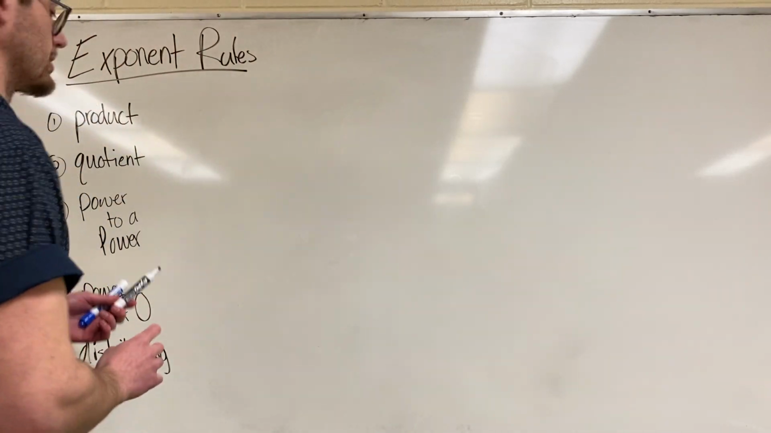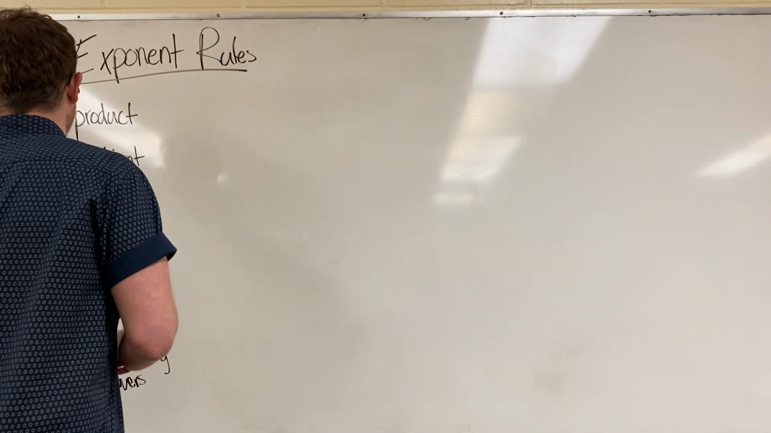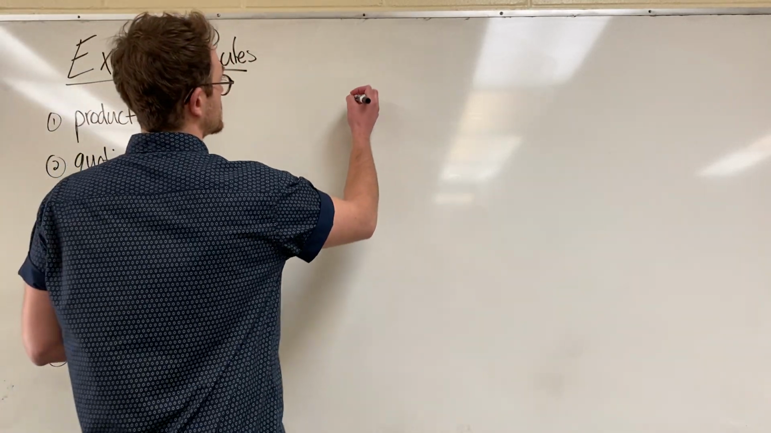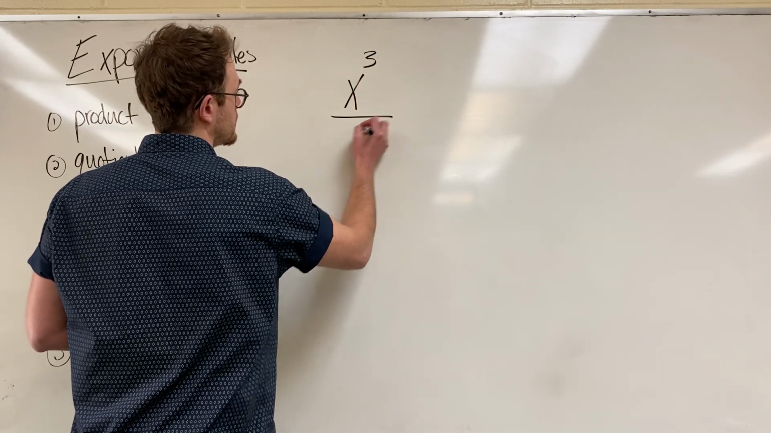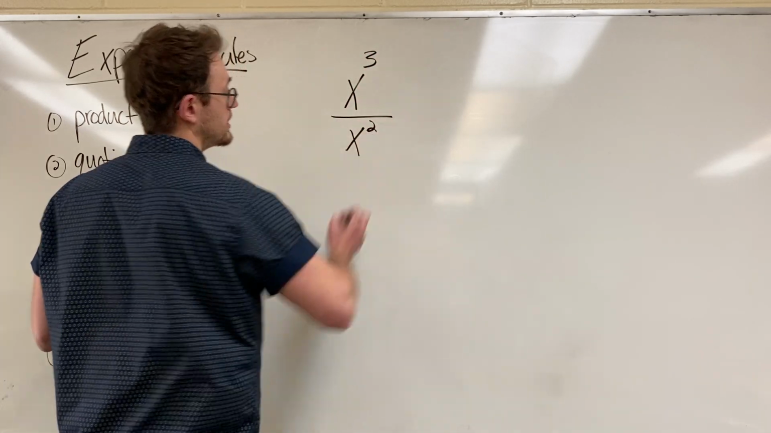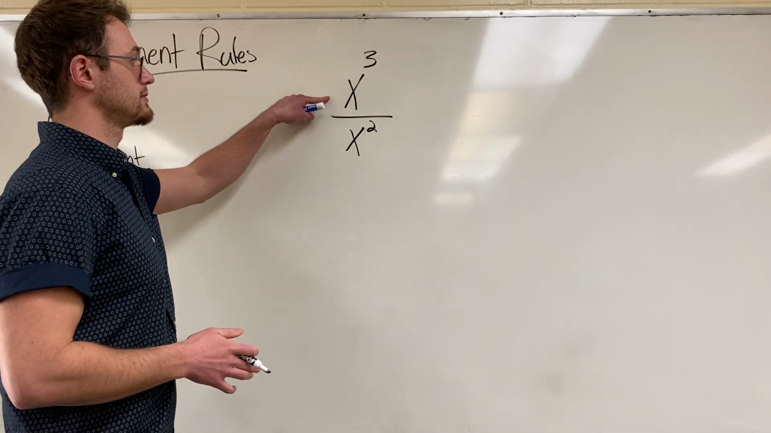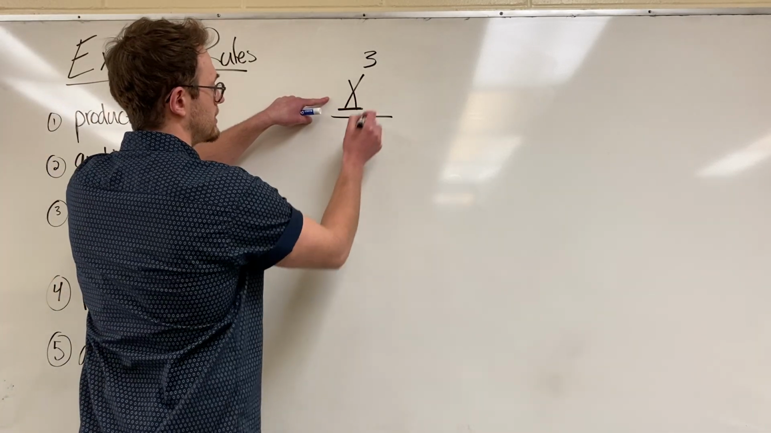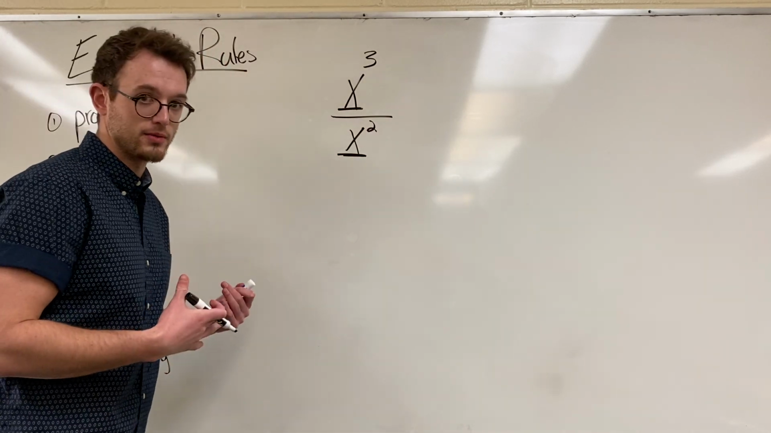Quotient rule. I'm going to go through this pretty quickly because I'm going to post notes for my students. Quotient rule, we have, let's say, x cubed over x squared. Quotient, division. Now notice again, same base. I've got a base of x and a base of x. That means I can do the rule.